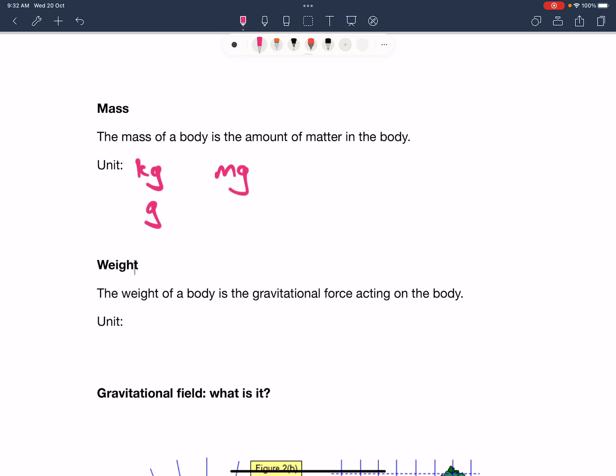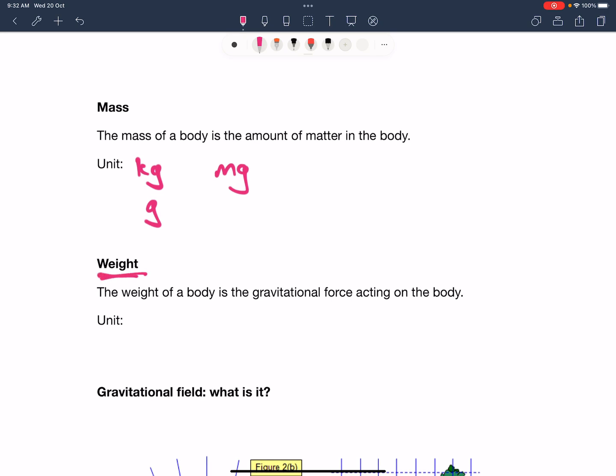Weight, however, uses a different unit. Usually when you encounter your weight, like, how much do you weigh, you say 70 kilogram, 50 kilogram. But in physics, kilogram is not the unit for weight. Weight is considered as a force in physics, and force has a unit of Newton. If this is something new to you, please remember that Newton is the unit for force, and the symbol is a capital N.